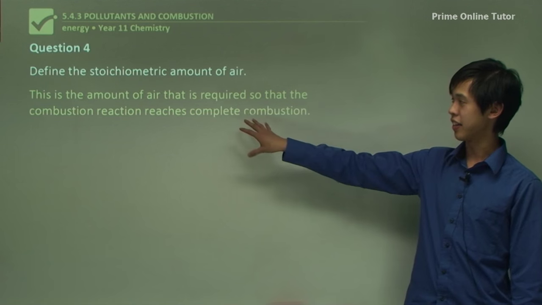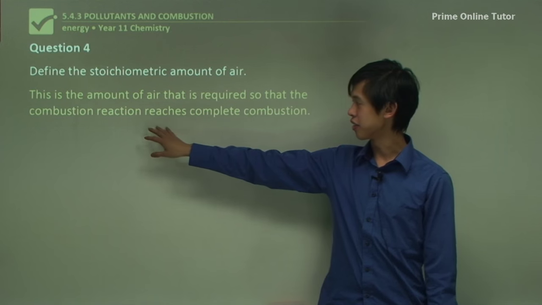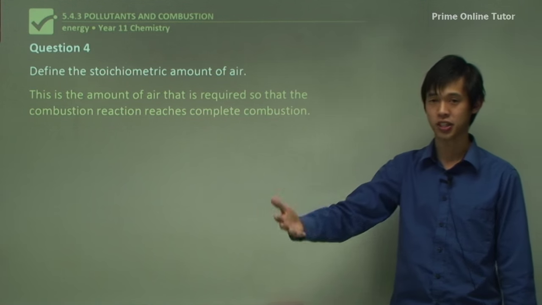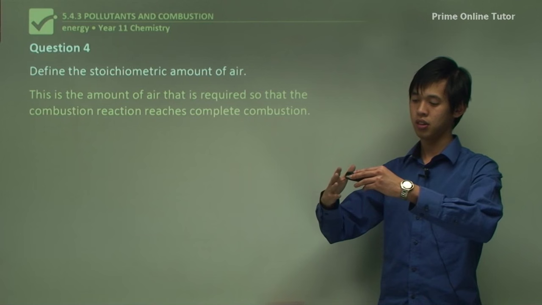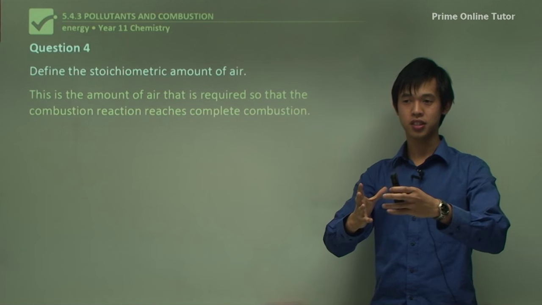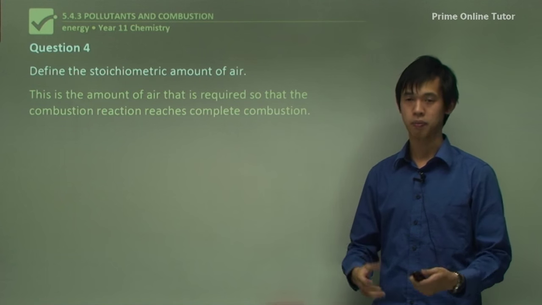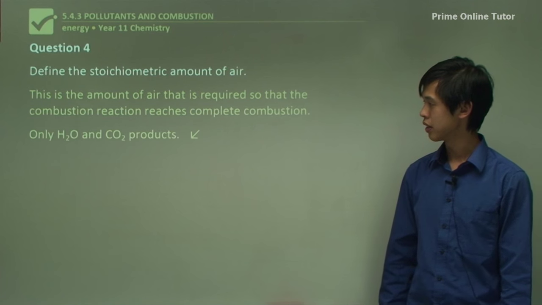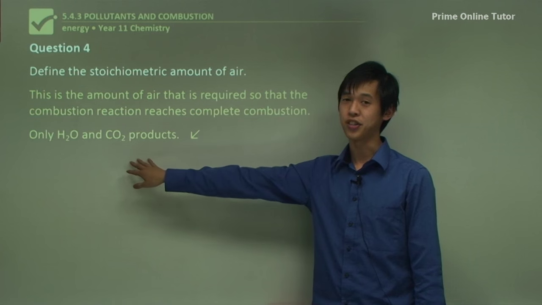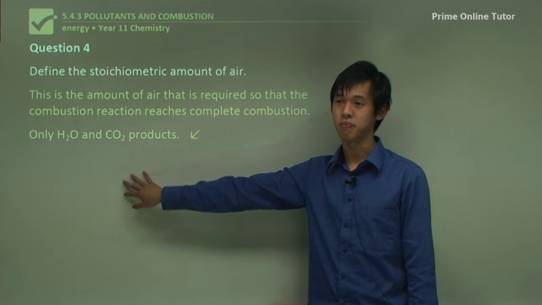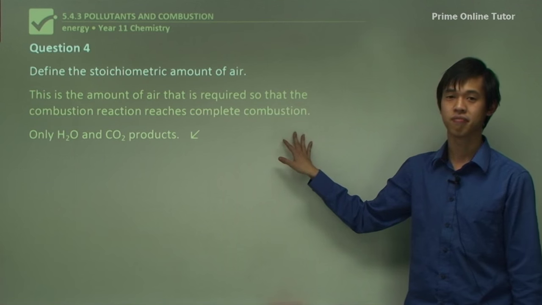This is the amount of air that is required so that combustion reactions reach the complete combustion stage. So it's the amount of air that you put into a system to get complete combustion to happen. So essentially only H2O and CO2 products, okay? So that's what stoichiometric amount of air is, okay?